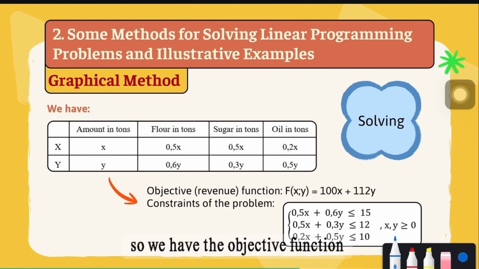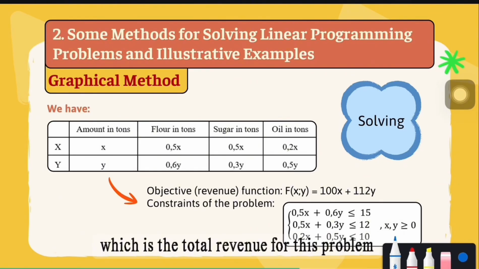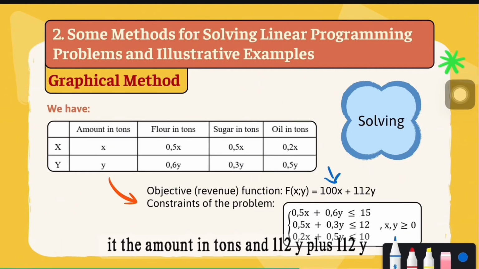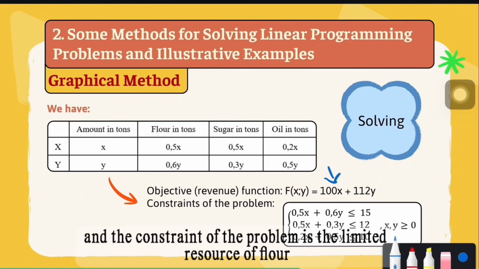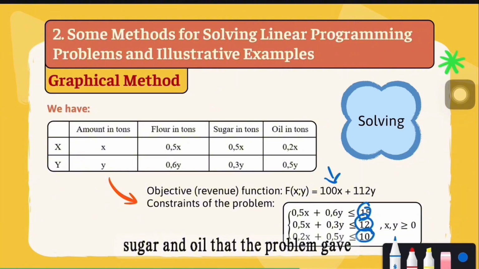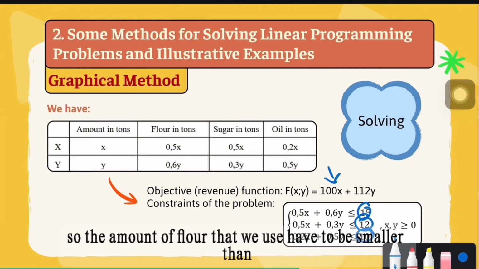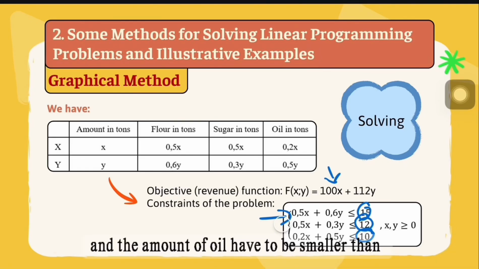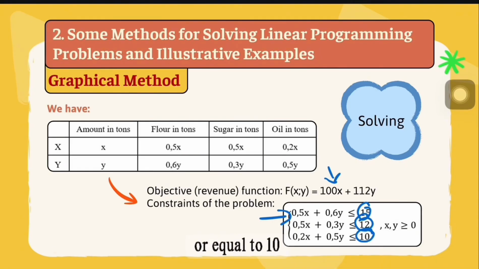So we have the objective function, which is the total revenue for this problem. We have 100x, meaning that 100 is the price of X, and x is the amount in tons, plus 112y. And the constraints of the problem are the limited resources of flour, sugar, and oil that the problem gave. So the amount of flour that we use has to be smaller than or equal to 15. The amount of sugar has to be smaller than or equal to 12. And the amount of oil has to be smaller than or equal to 10.